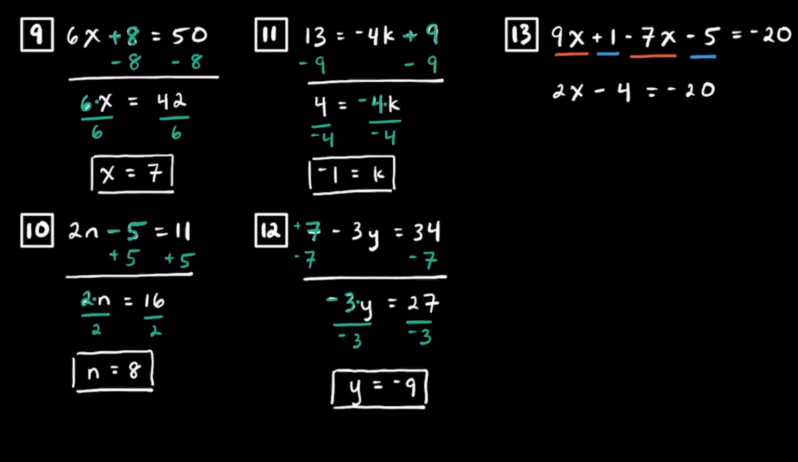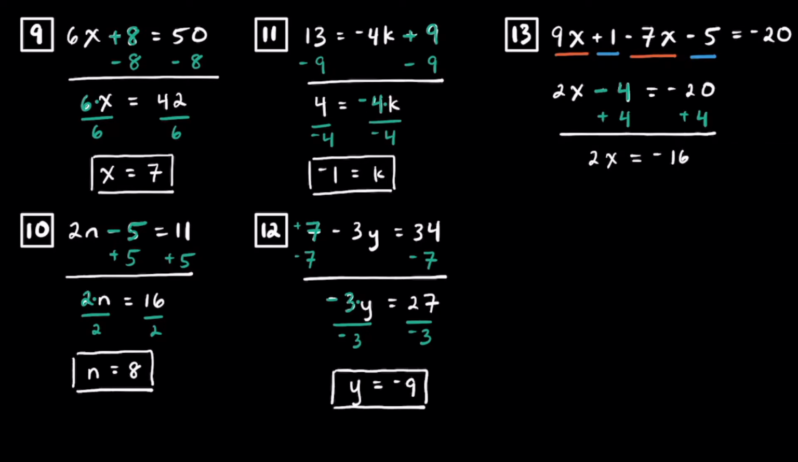Okay, so once you combine the like terms, what we have is a two-step equation again. So let's go ahead and see this minus 4. And to undo that, we're going to go ahead and add 4 to both sides of the equation. And so if we add 4 to both sides, that minus 4 and plus 4 will cancel out to make 0. So we have 2x plus 0, or just 2x. And on the right side, negative 20 plus 4 would equal negative 16 because it becomes a little less negative.